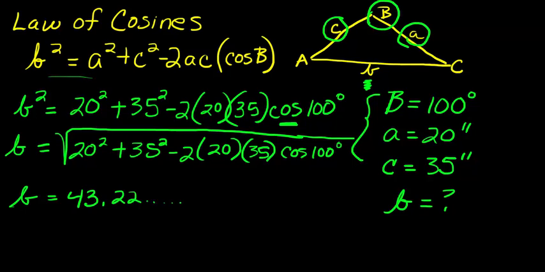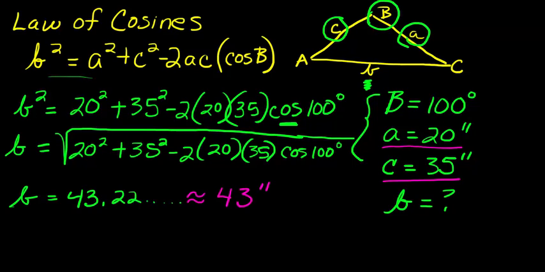Now, when we're trying to decide how we would want to leave this answer, let's come back up here and look at how our numbers were given to us. We can see that side A was 20 inches, side C was 35 inches. Both of those are whole numbers, no decimals, so it seems reasonable that we would let side B also be a whole number. So I'm going to say side B is 43 inches.